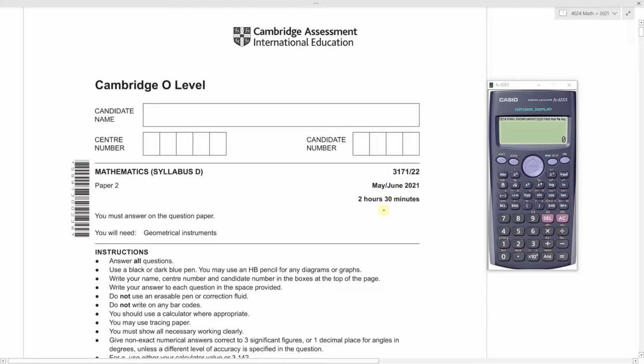So in this video, we'll solve mathematics paper 2 variant 2. The code for this is 3171, but this is part of the mathematics syllabus D, May-June 2021. This paper was conducted in, I think, July of 2021, so that's why it has a different code, but the syllabus is the same. This will be helpful in your preparation for mathematics D syllabus.